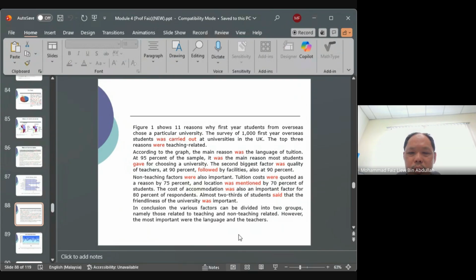And then in conclusion, the various factors divide into 2 groups: one is teaching and the other is non-teaching. So everything starts with an introduction, and then you comment on the percentages of everything, then you conclude with a closing of the result.